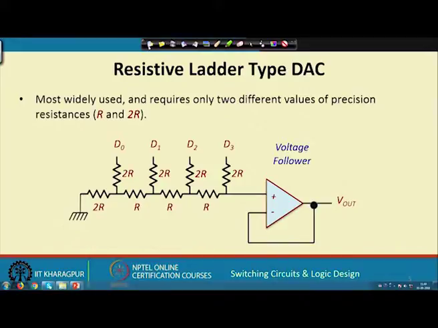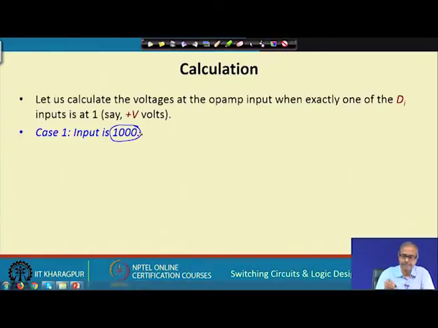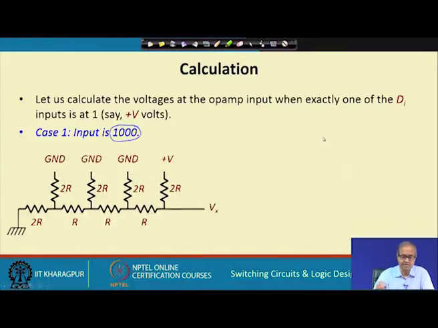Fine. Now, let us see, step by step, how the voltage being generated at this plus input becomes proportional to the input digital word. As I said earlier, this case is a little more difficult to analyze. So, what we do? We start by assuming that exactly one of the inputs is at 1 and the remaining inputs are at 0. Let us say, to start with, the first case D3 is 1, that means the most significant bit is 1, others are 0.